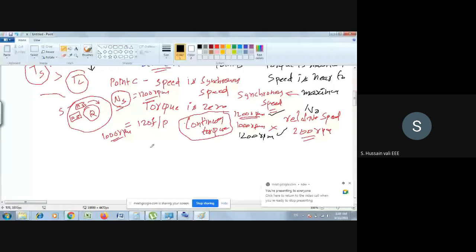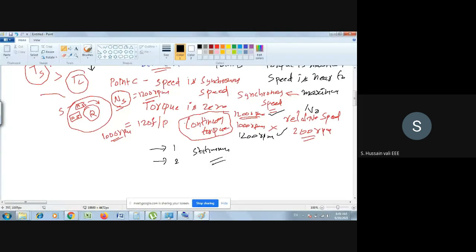It means that you don't find any torque production. The location of the poles remains fixed. No relative speed, in the sense it looks stationary. Just imagine that you have vehicle one and vehicle two, both moving at the same speed. With respect to one, two is stationary, and with respect to two, one is stationary. So there won't be any motion.